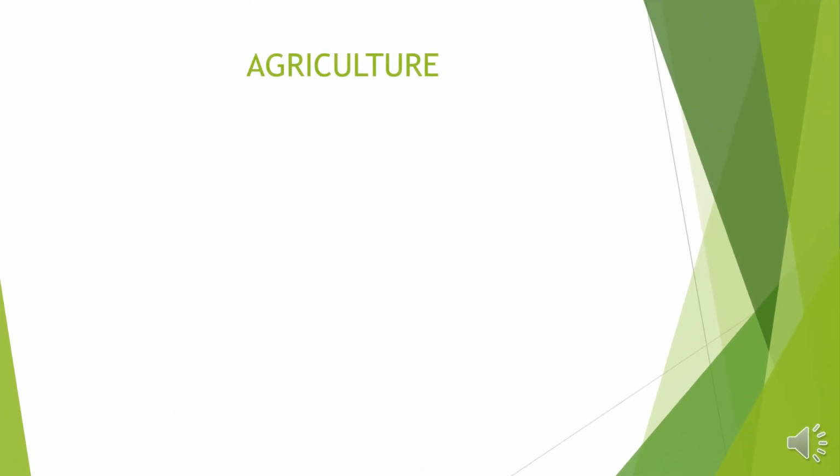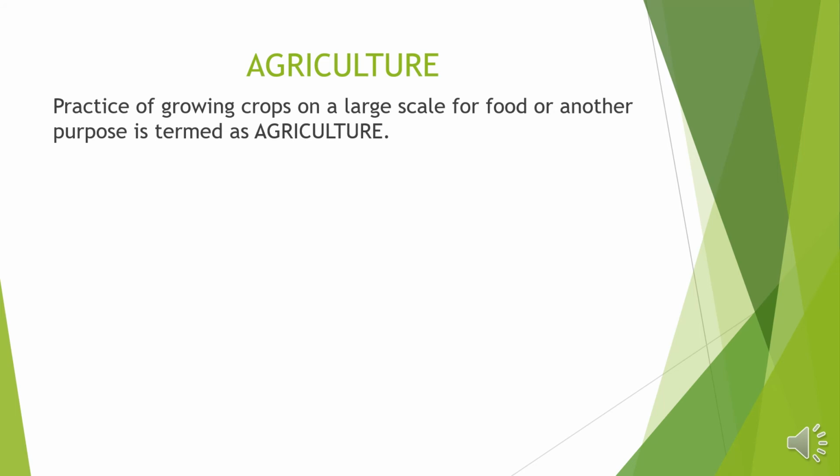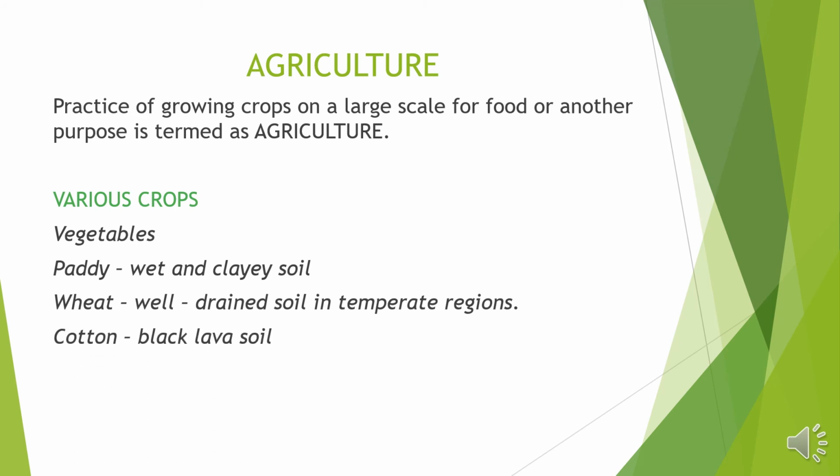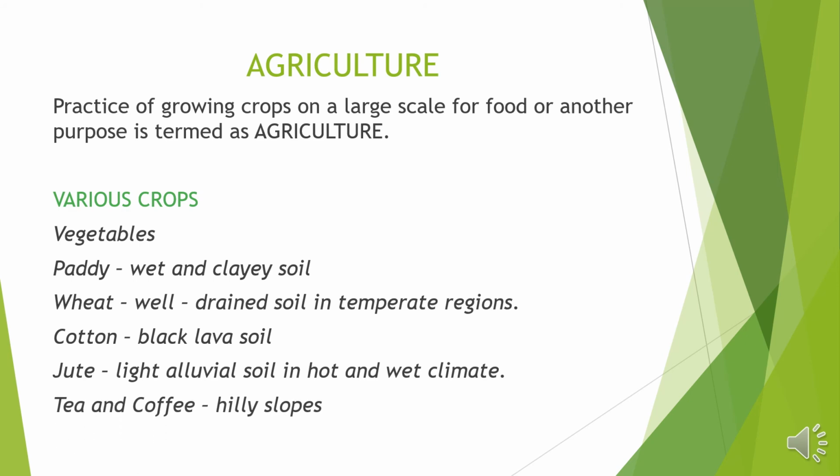Now let's understand about agriculture and how the various crops are grown. The practice of growing crops on a large scale for food or other purposes is termed as agriculture. Various crops: paddy is grown in wet and clay soil. Wheat is grown in well-drained soil in temperate regions, cotton in black lava soil, jute in light alluvial soil in hot and wet climate, tea and coffee on hilly slopes.